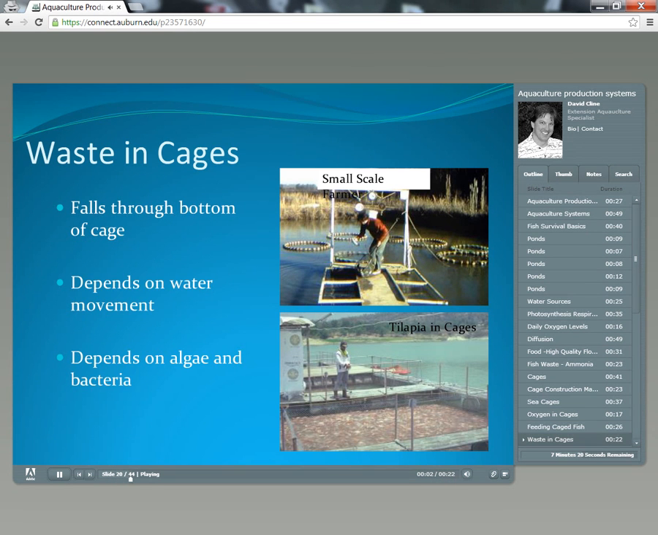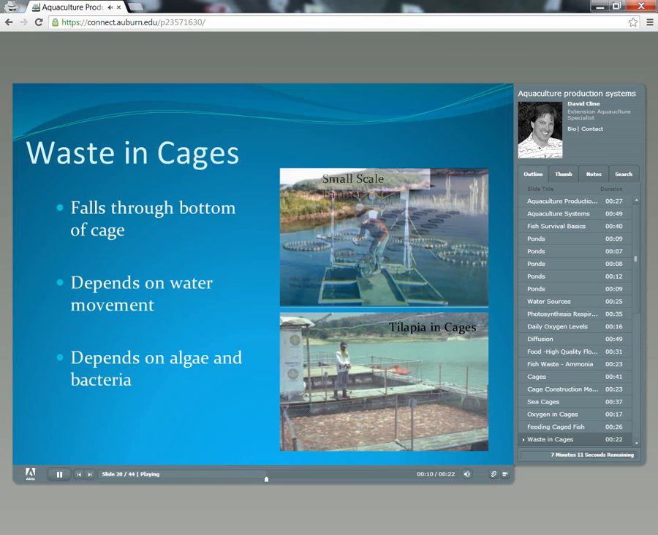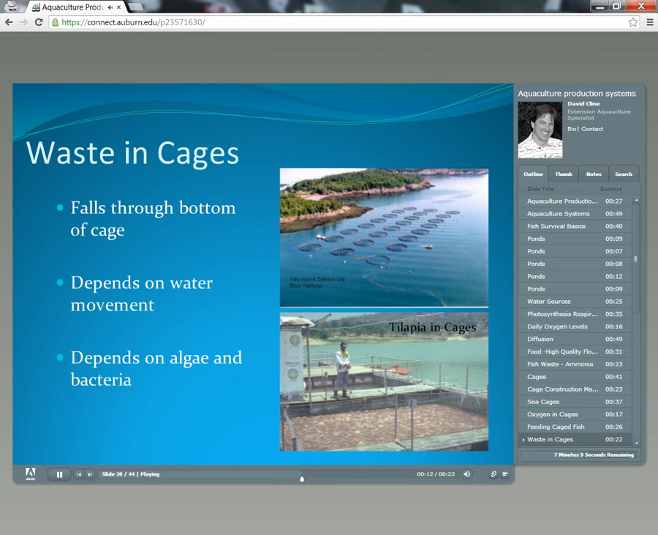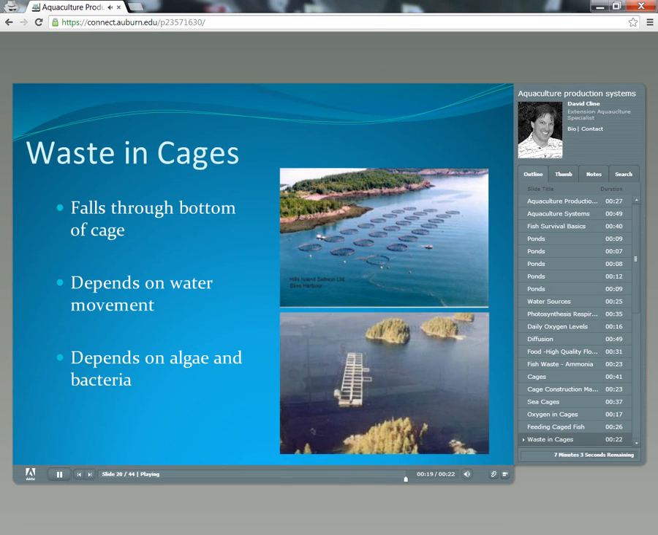Waste created in fish cages generally falls through the bottom of the cage or is removed by the water circulating through the cage. The pond outside the cage still serves as the biofilter, and the ammonia is taken up by algae and broken down by bacteria, much the same way as it is in pond culture.